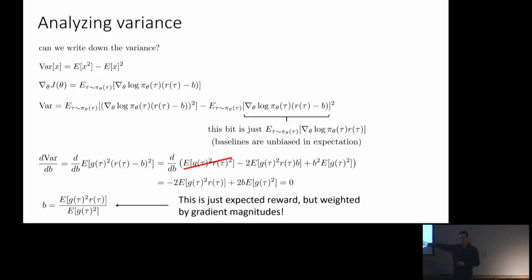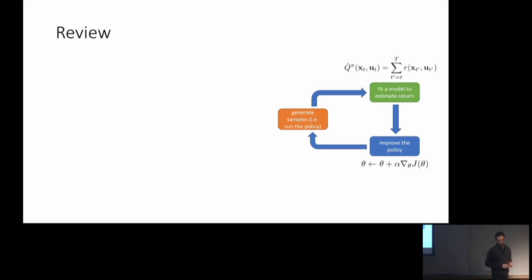And you can calculate this optimal baseline if you like, and you can put it into your code and see how it does. It will give you better variance, but in practice, the additional complexity of setting this up tends to not outweigh the benefits, and usually we would just use the expected reward baseline. Okay, does anyone have any questions about this? Okay. All right, so let's review variance reduction.